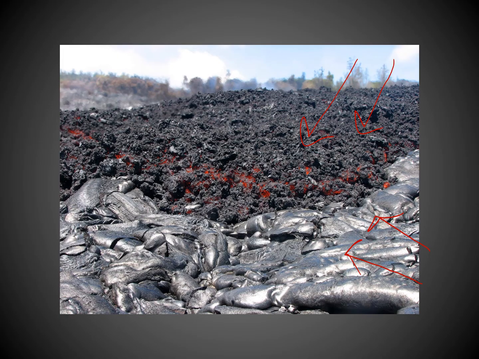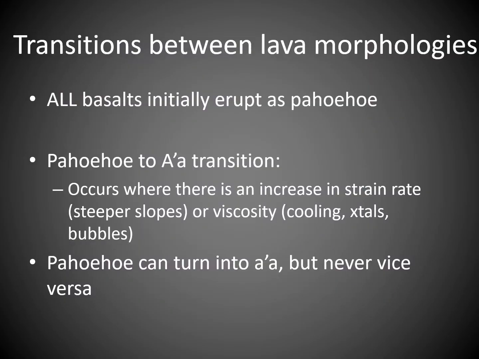Well, a couple of researchers, Peterson and Tilling from the USGS, studied this back in the 1950s and 60s, and they watched lava flows come out of Hawaii, and they noted several things with respect to Pahoehoe and Aa. First thing they noticed is that all basalts initially erupt as Pahoehoe. When they first come out on the ground, they are smooth and ropey and tend to be crust dominated. But some Pahoehoe can turn into Aa, and they noticed that happened when two things occurred.